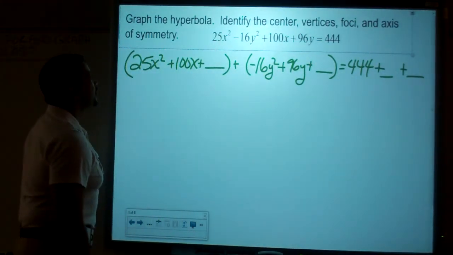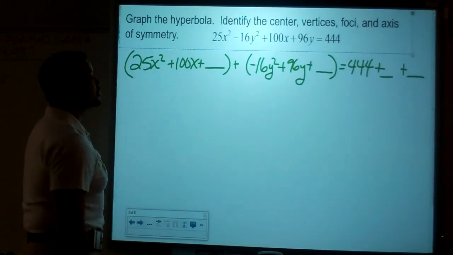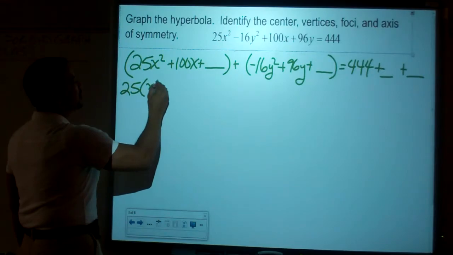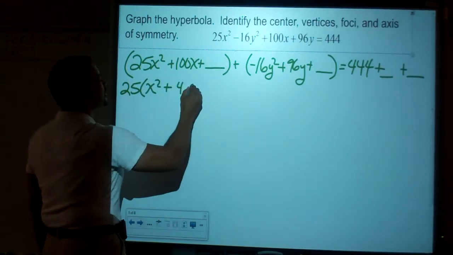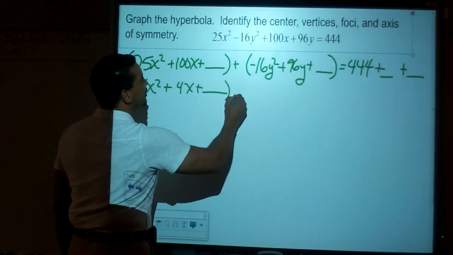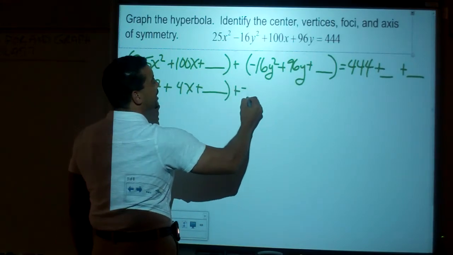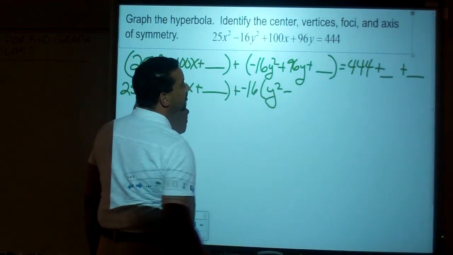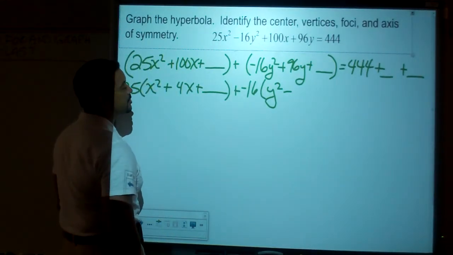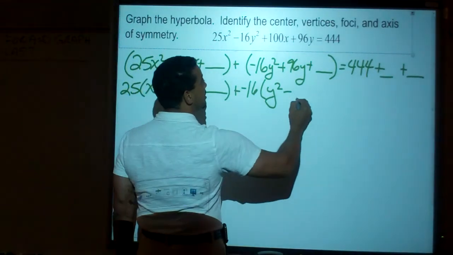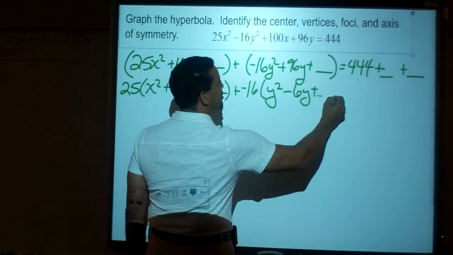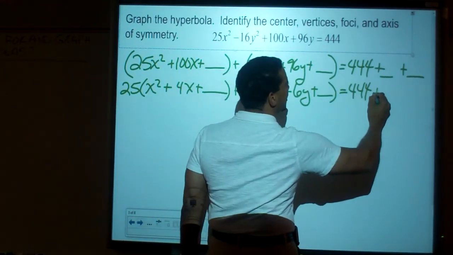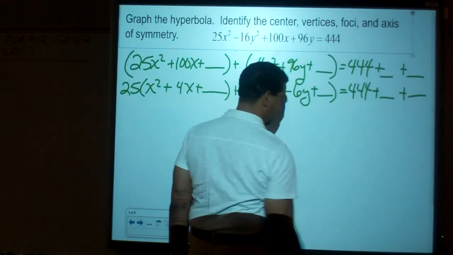So in our first one here, we're going to factor out the 25 so we can get that by itself. We have 25x squared plus 4x plus blank. We're going to factor out a negative 16 here. It's going to give us y squared minus 6y plus blank equals 444 and 2 blanks.